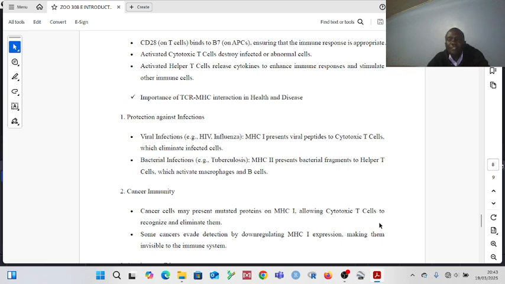Like bacterial infections, you have the MHC class 2, which will present the fragments of these bacteria to helper T cells. Then these helper T cells will activate macrophages and B cells so that they can destroy these bacteria.